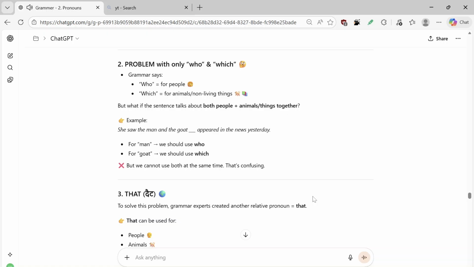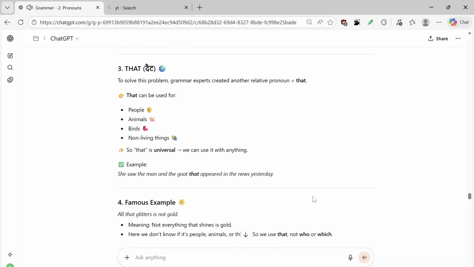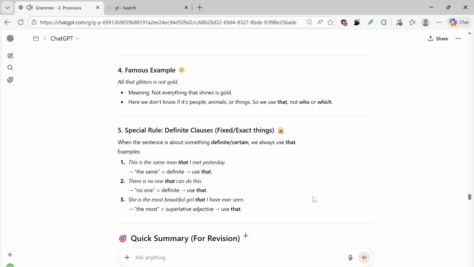3. That. To solve this problem, grammar experts created another relative pronoun, that. That can be used for people, animals, birds, non-living things. So that is universal. We can use it with anything. Example: She saw the man and the goat that appeared in the news yesterday. 4. Famous example: All that glitters is not gold, meaning not everything that shines is gold. Here we don't know if it's people, animals, or things. So we use that, not who or which.